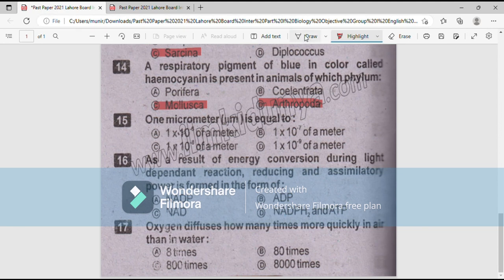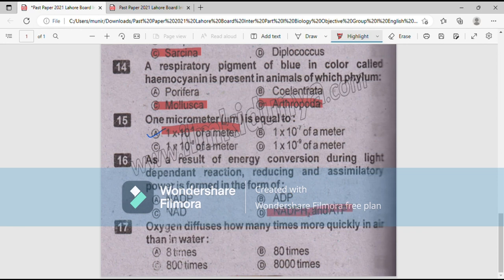Moving towards the 15th MCQ: 1 micrometer is equal to 1 into 10 raised to the power minus 6 meters. So it will be option E. The 16th MCQ, the second last, is: as a result of energy conversion during the light dependent reaction, reducing power is formed in the form of NADPH and ATP, that is option D.